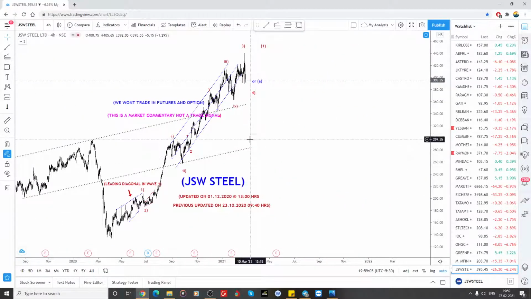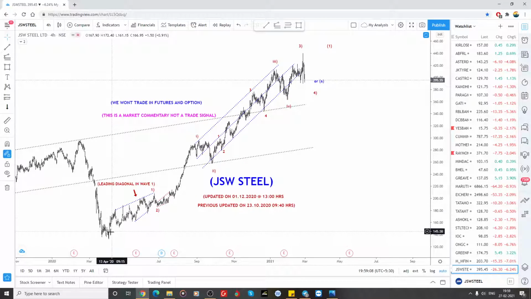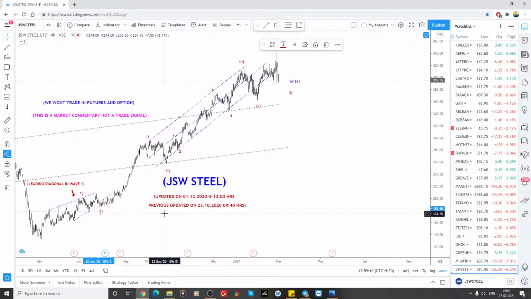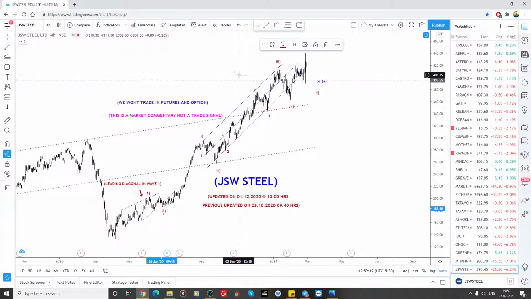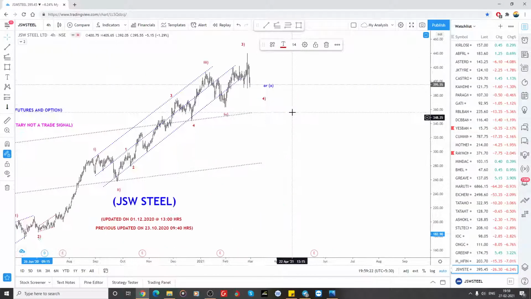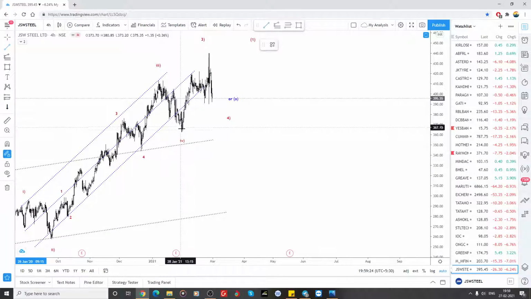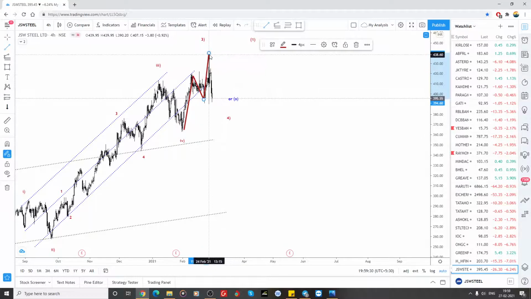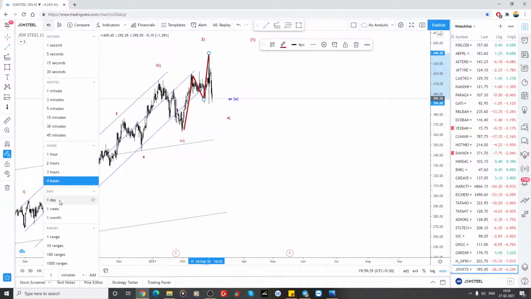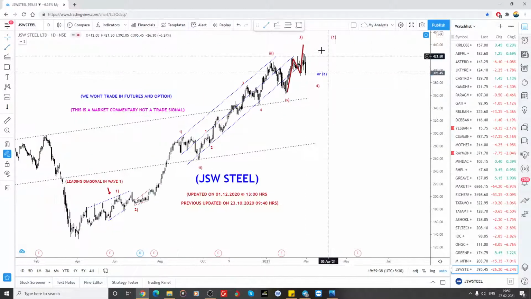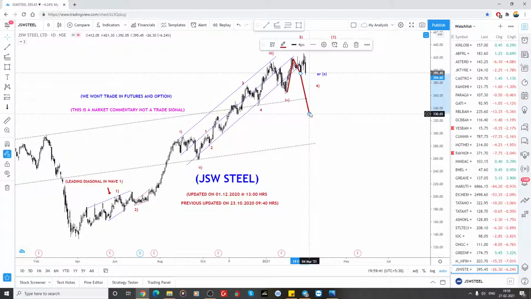So if it is a leading diagonal pattern, A, B, C as a 1, here is a wave 2, this could be A, B, C as a 3, A, B, C as a 4. So here also there's a chance that the wave is completed. Only in that 4-hour chart it looks like 438 has been reached. But if you switch to the daily chart, there is nothing. So it's a question mark how it will be, right?